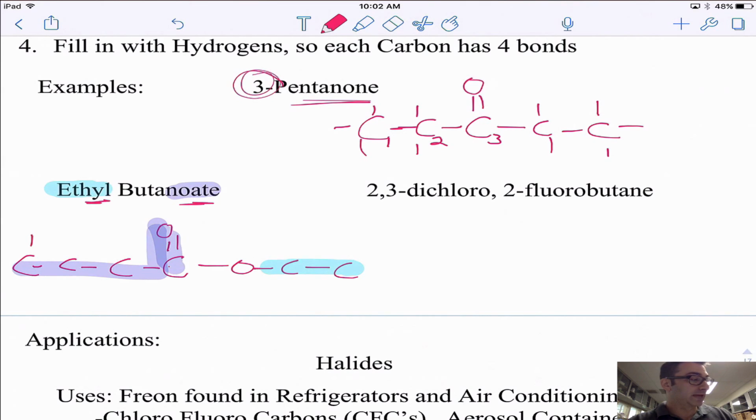Now I fill in the blanks, 1, 2, 3, 4, 5, 6, 7. This O, C in the middle here is already taken care of. That O doesn't get any H's. These C's get their H's to fill their octet.